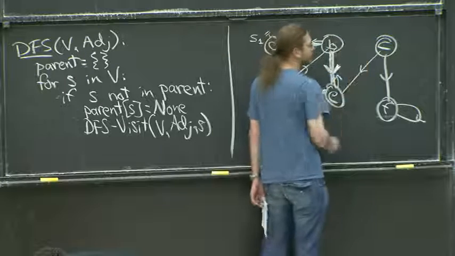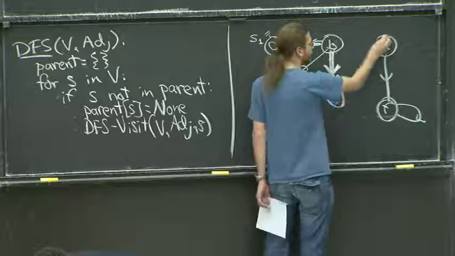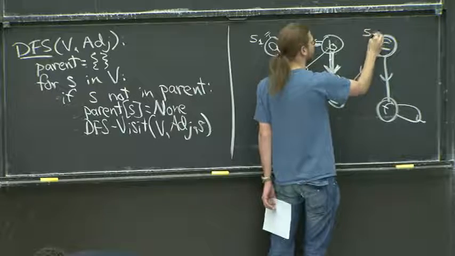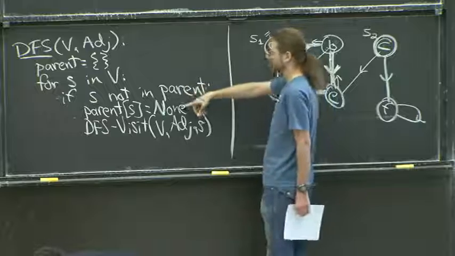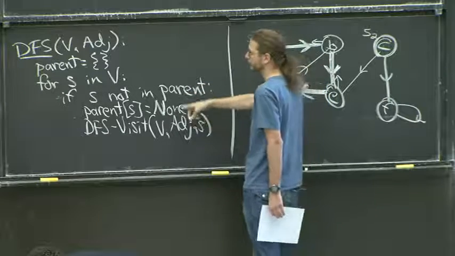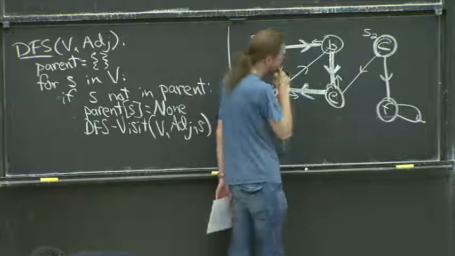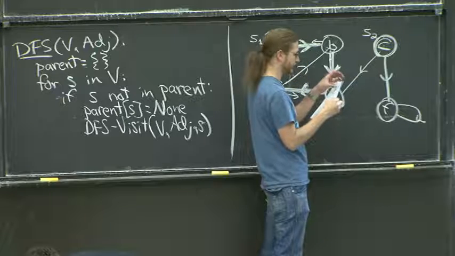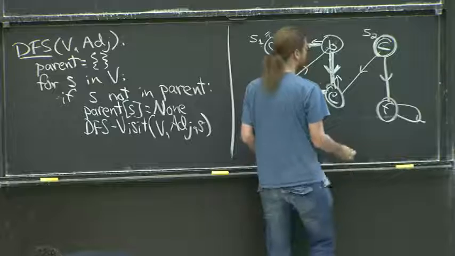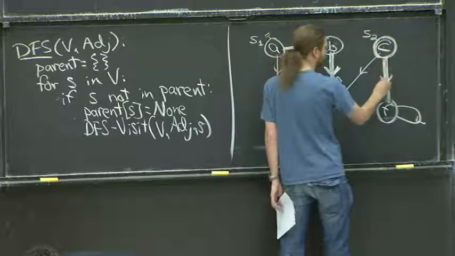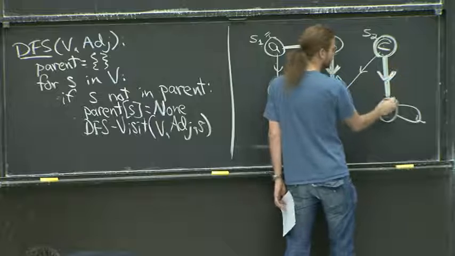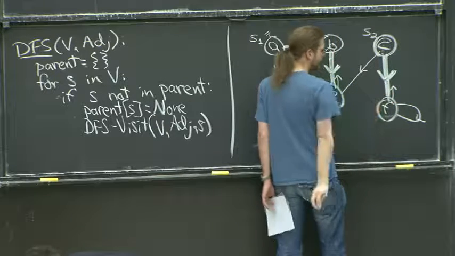Then we go to C. C hasn't been visited, so we're going to loop from C. And so this is our second choice of S in this outer loop. And so we look at the outgoing edges from S2. Let me match the order in the notes. Let's say first we go to F. F has not been visited, so we set its parent pointer to C.